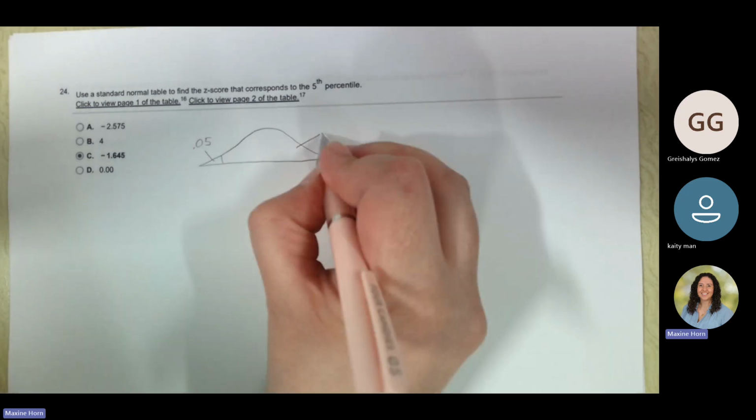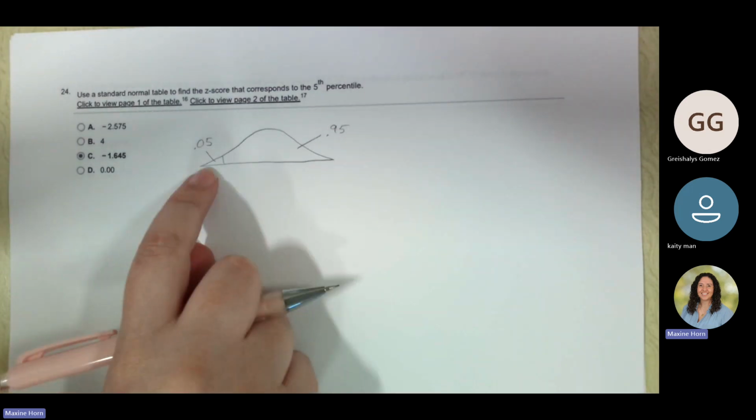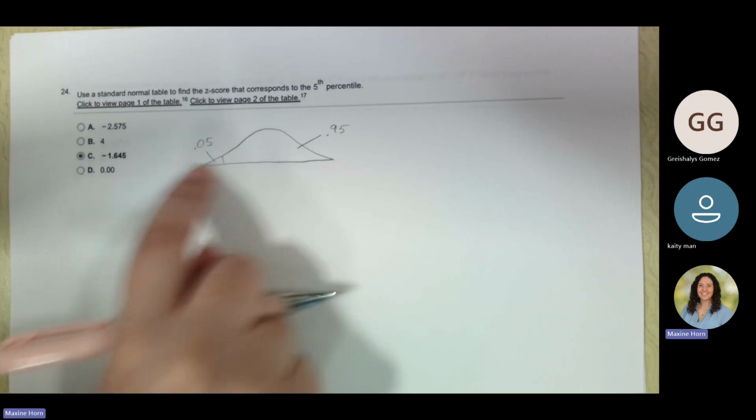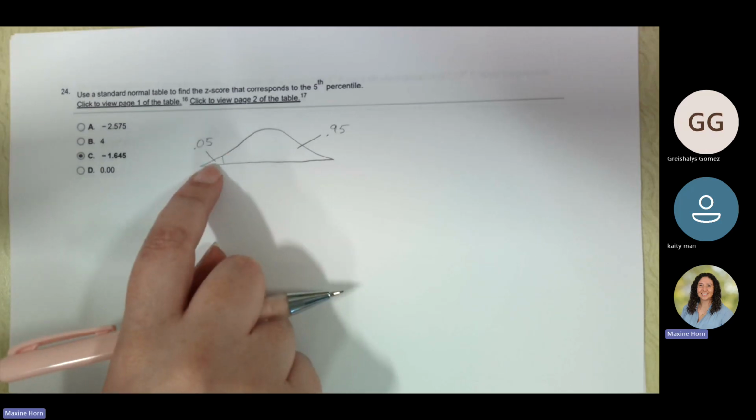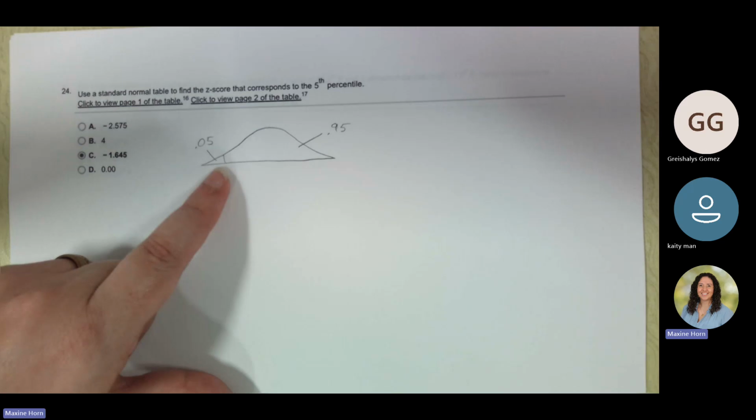So if the area down here is 0.05, not that I need to find it, but if I wanted to label that, I could say the area over here is 0.95. We're not going to be using that number, but yeah, the area to the left is 0.05. So again, they want us to use the table to find the z-score that corresponds to that area. We're going to be way over here to the left of the mean, which means that I'm dealing with a negative z-score. So I'm going to look on this chart for an area of 0.05.